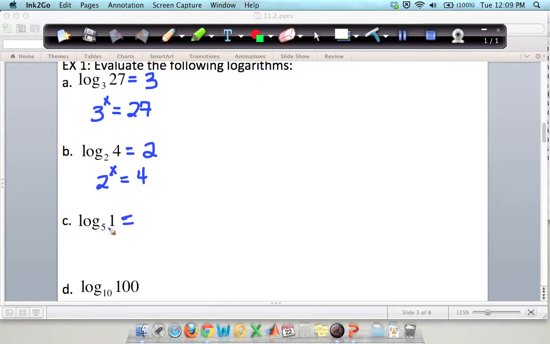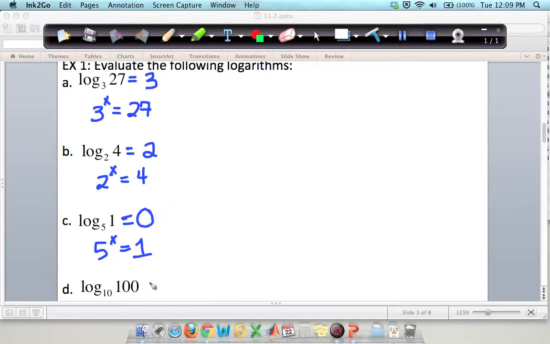For c, log base 5 of 1, this is asking 5 raised to what power is 1? This is where you need to remember your rules of exponents. How do you get a 5 raised to a number to give you 1? And that's 0. 5 raised to the 0 power is 1. So log base 5 of 1 is 0.